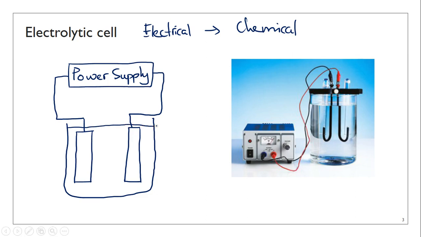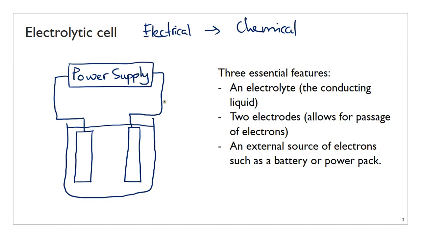So that's your solution. So three essential features: electrolyte, which is the conducting liquid, most of the time in the form of an ionic solution. But essentially, you just need anything that allows for flow of charged particles so it could conduct electricity. So this is your electrolyte. We're going to talk about some solid electrolytes in the future. That'll be fun. Your two electrodes are here, and this is the power supply.